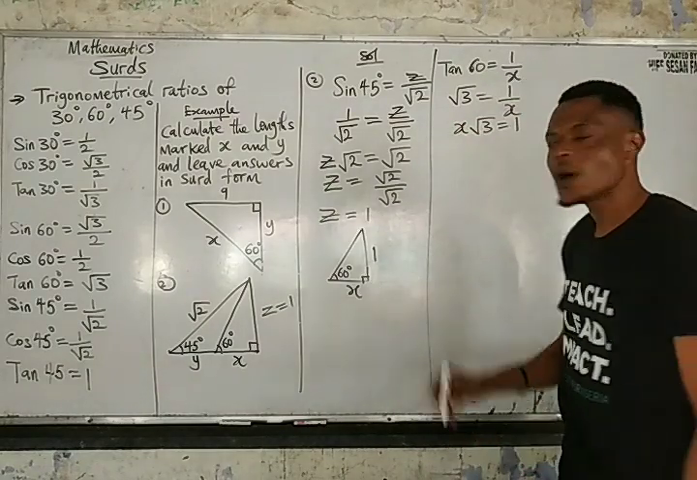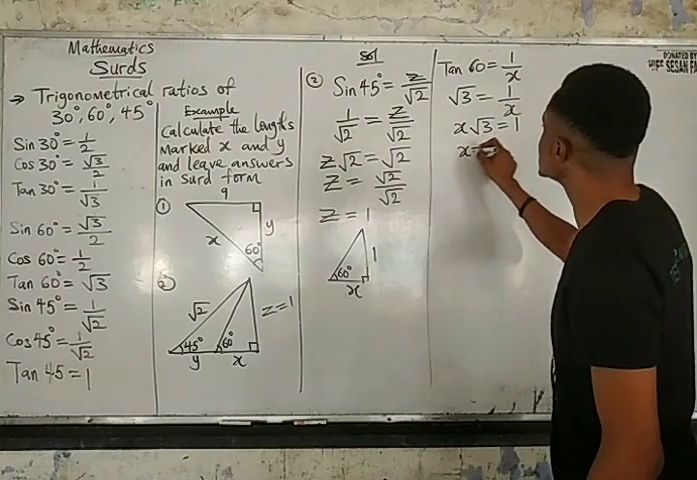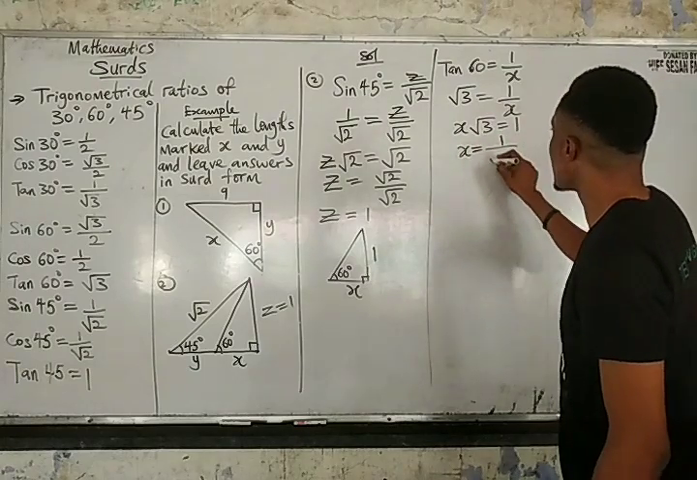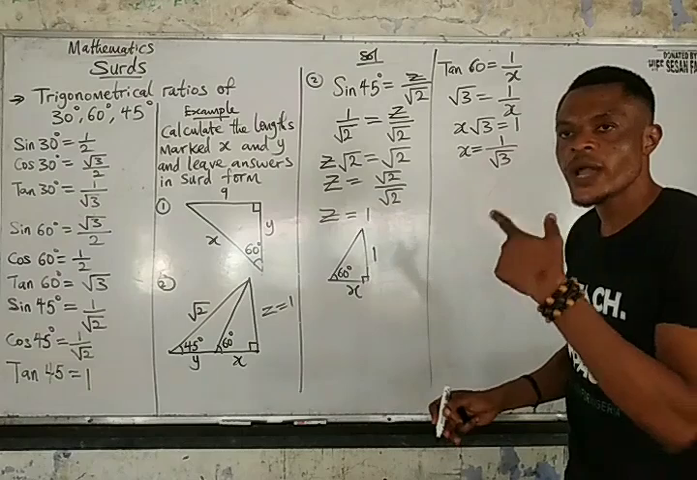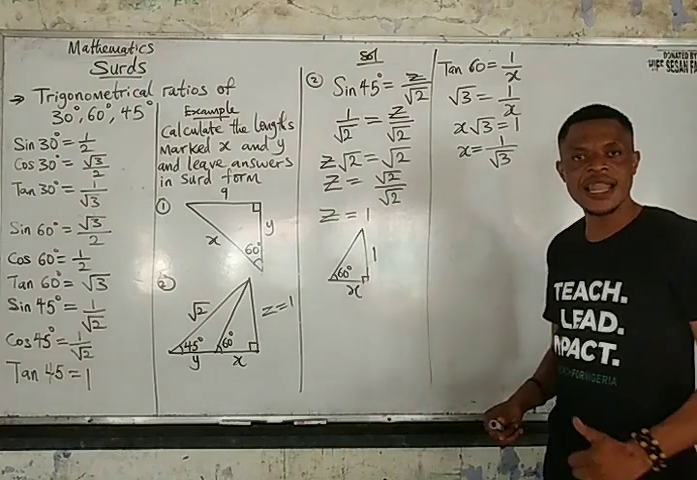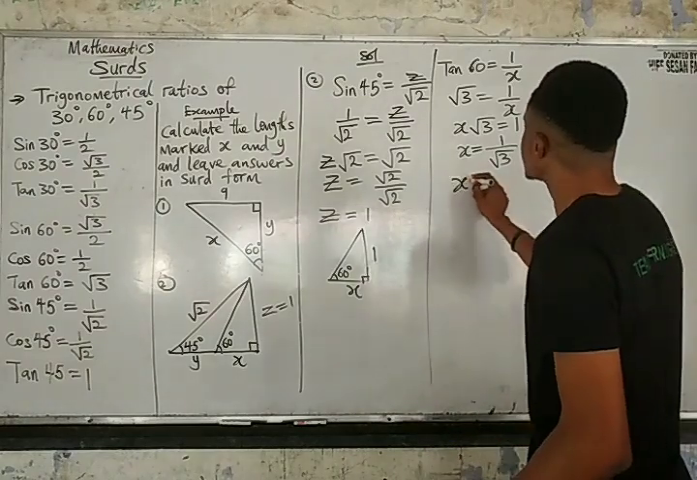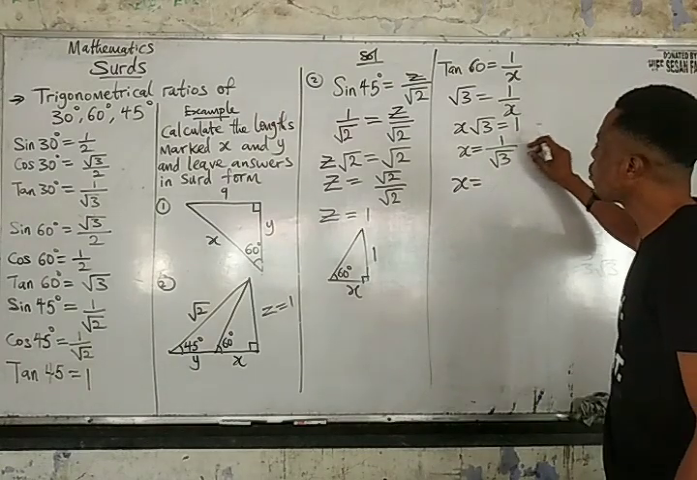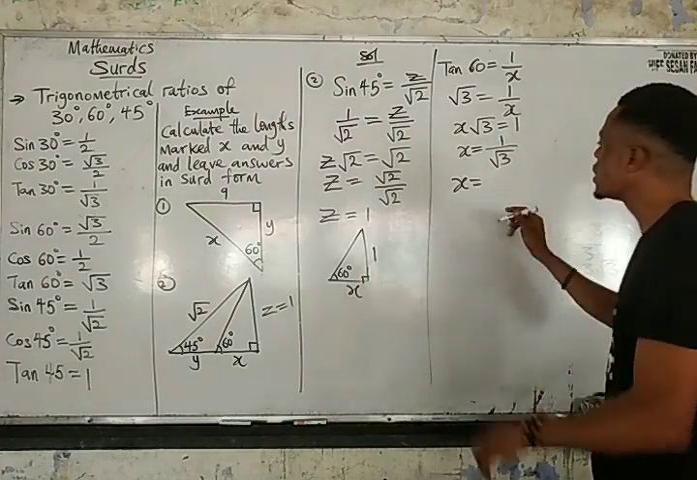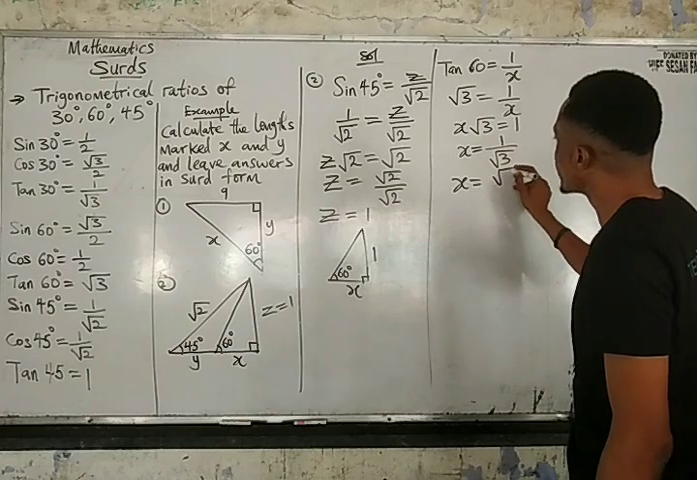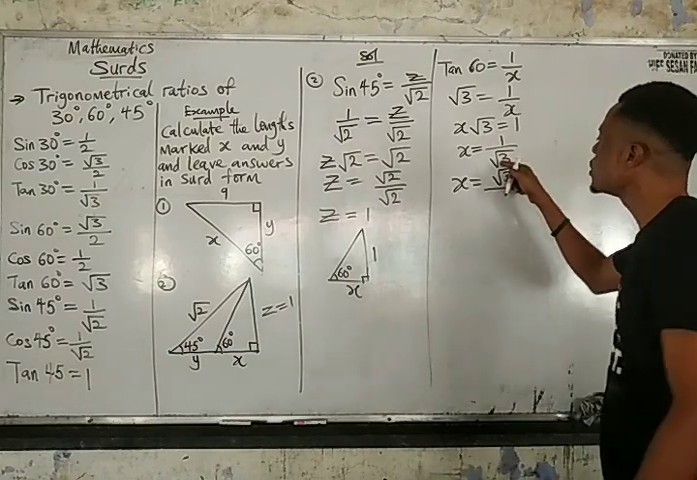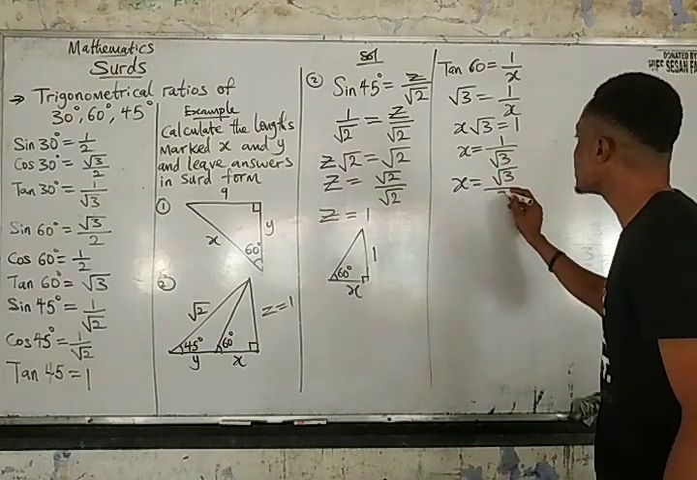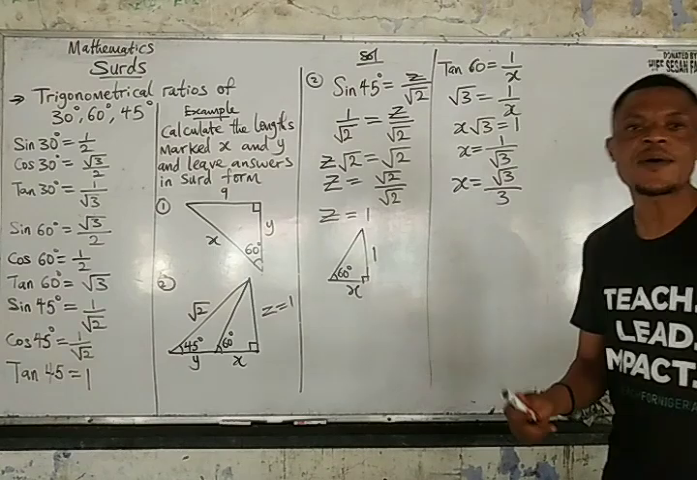And we are interested in finding x. x is going to be 1 all over root 3. We cannot leave this here. We have to rationalize it. So x is going to be equal to 1 multiplied by root 3 all over root 3 multiplied by root 3. So 1 multiplied by root 3, we have root 3, all over root 3 multiplied by root 3, we have 3. This is our answer.